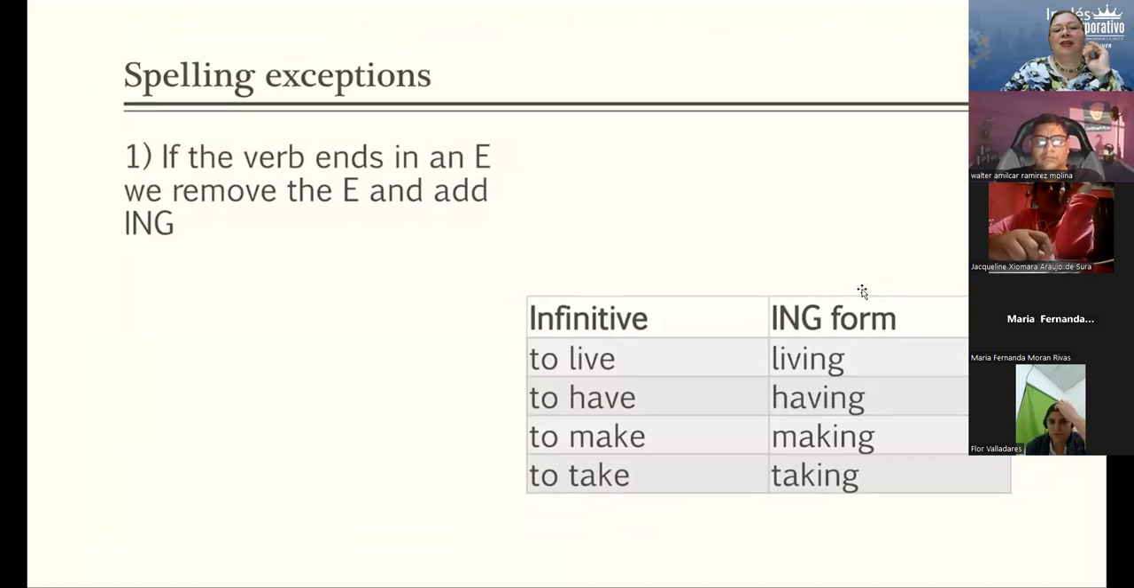Now, let's look at the first spelling rule, these are spelling exceptions. The letter E, when it's at the end of the verb, we have to remove it. We have to cancel letter E and add ing. For example, to leave, to have, to make, to take: leaving, having, making, taking. All of the verbs that end in a letter E, we just drop the letter E and add ing.